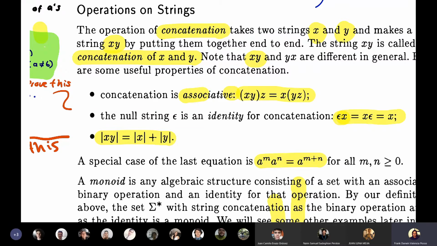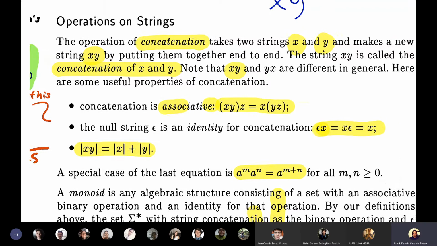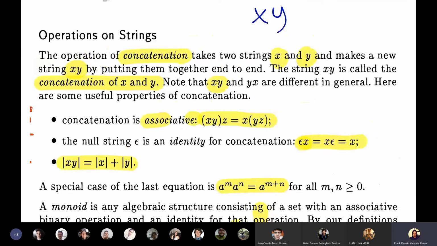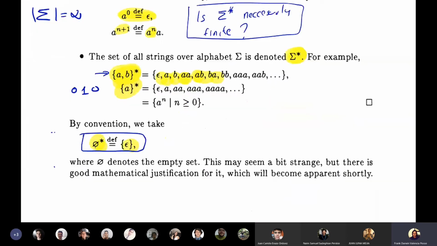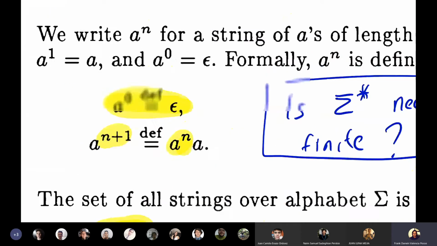Now, can you give a definition of concatenation? How would you define concatenation inductively? Inductively, I mean something of this kind.